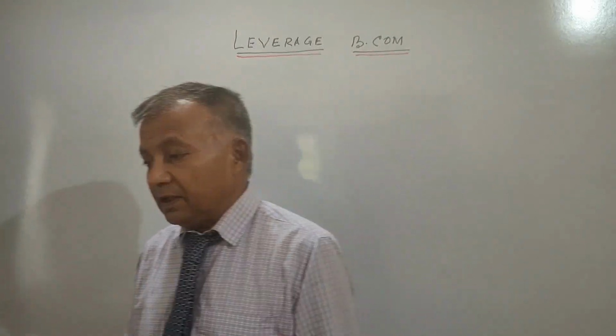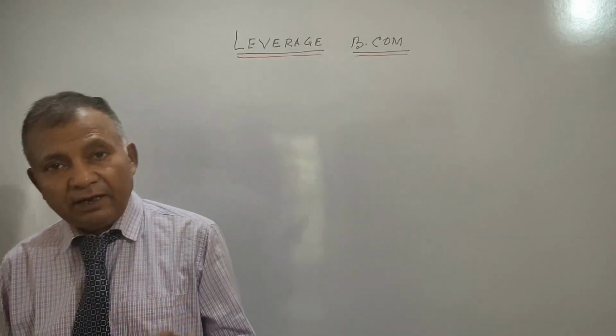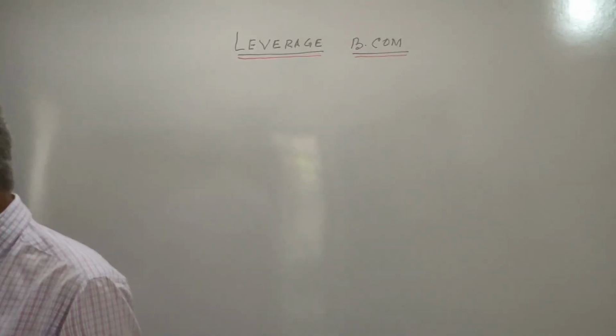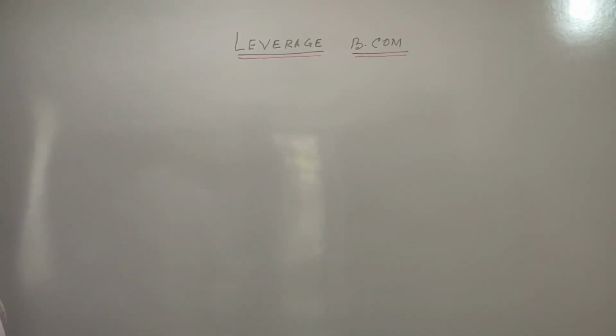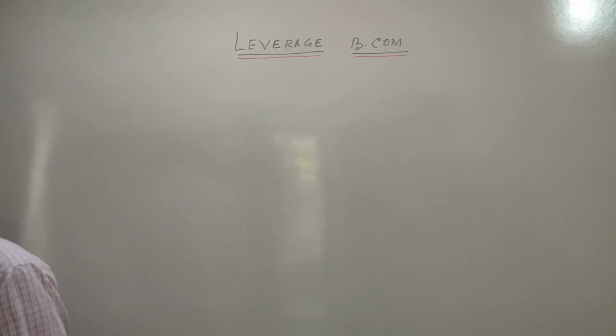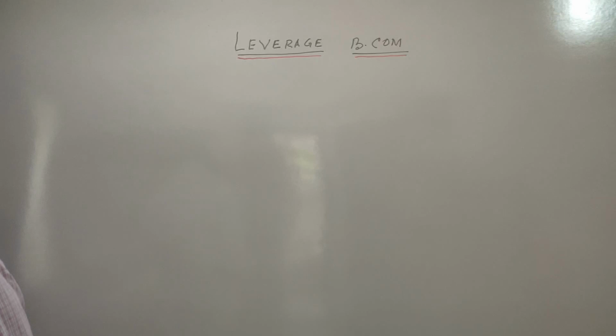The problem is like this: the company operates at a production level of 1000 units. The contribution is 60 per unit, operating leverage 6, combined leverage 24. If the tax rate is 30%, what would be the earnings after tax? So here they have given you 1000 units of production and contribution is 60 per unit.